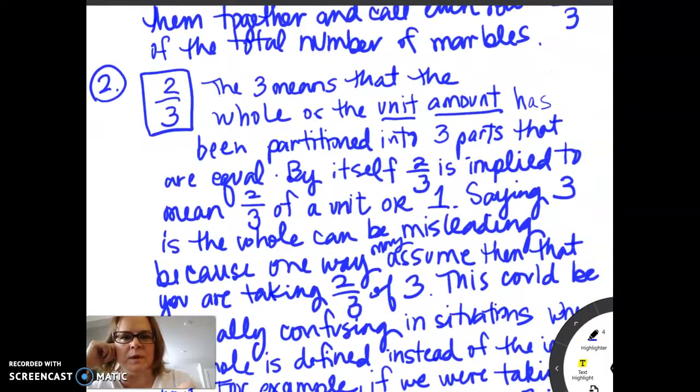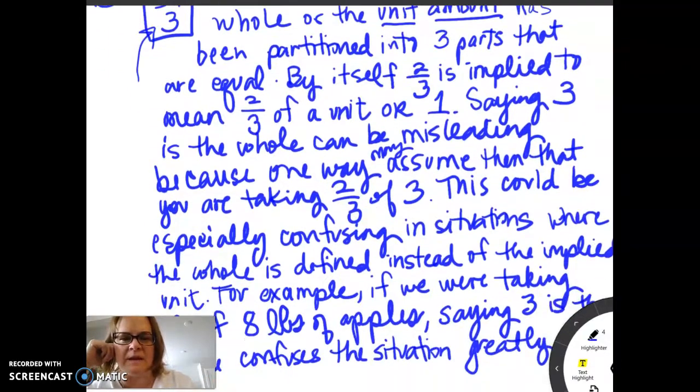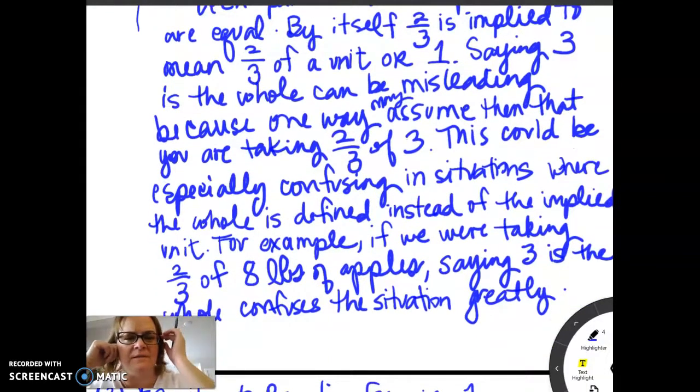So in 2/3, the 3 means that the whole, or the unit amount, has been partitioned into 3 parts that are equal. Essentially that's kind of the same idea, but it's really important to distinguish that whatever that whole is, it's been partitioned into 3 equal parts. By itself, 2/3 is implied to mean 2/3 of a unit, or 2/3 of 1. Saying that 3 is the whole can be misleading, because you might assume that you are taking 2/3 of 3, and that can be super confusing in situations where the whole is defined instead of implied.